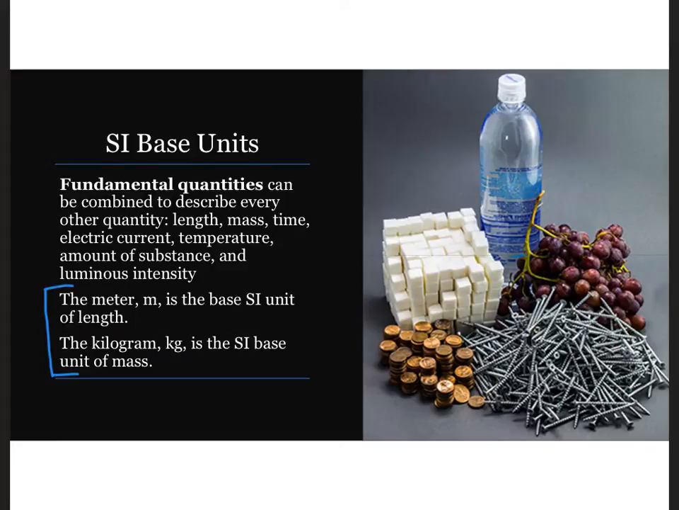The meter, lowercase m, is the base SI unit of length, and the kilogram, kg, is the SI base unit of mass, where 1 kilogram is equal to about 2.2 pounds, as shown in the figure here, where each pile represents 1 kilogram of the substance.